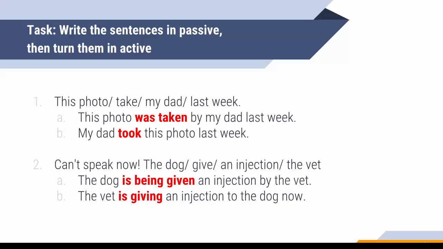Past simple, active. The dog is being given an injection by the vet. At the moment. How did we understand which tense to use? By the first sentence given. Can't speak now. The dog is being given an injection by the vet. The same one in active: The vet is giving an injection to the dog now. Is giving.